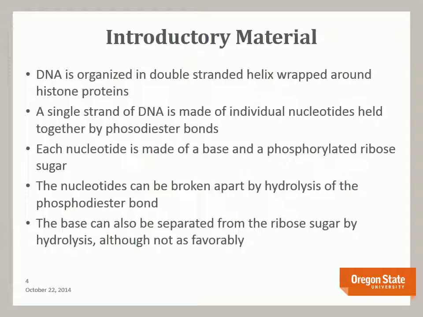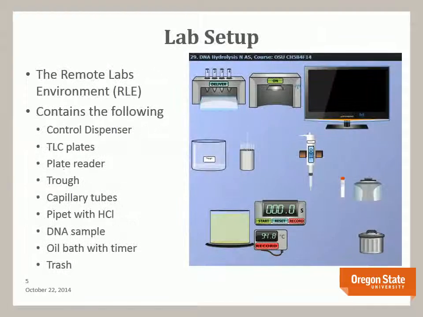The nucleotides themselves are made up of a base bound to a ribose sugar ring, which is phosphorylated. This bond between the base and the ribose sugar can also be broken through hydrolysis. This is an image of the lab setup, or the so-called remote labs environment.